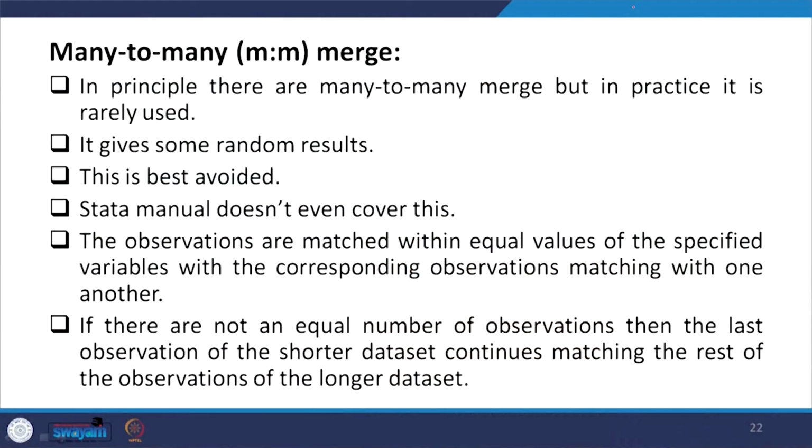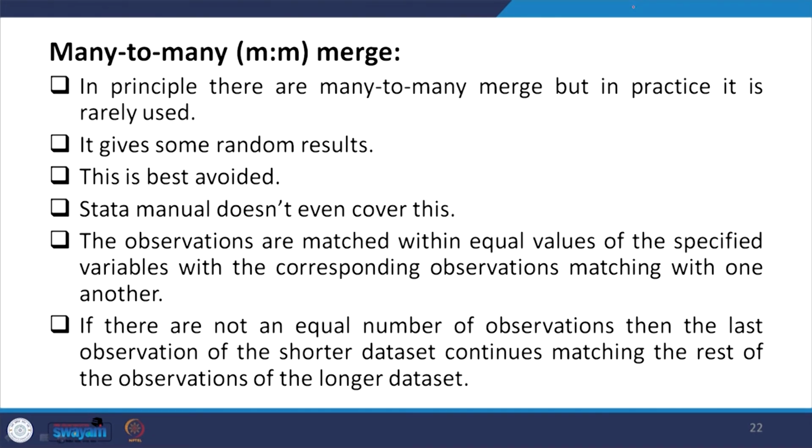The last one to be discussed is called many to many merging. In principle there is many to many merge, but in practice it is rarely used, because many information to many information is rarely there. We are going to merge with 1:many or many:1 in most cases. Since there is no availability, we are not giving you hands-on experience, but we will guide you for sure. It gives some random results and is best avoided. The Stata manual does not even cover this.